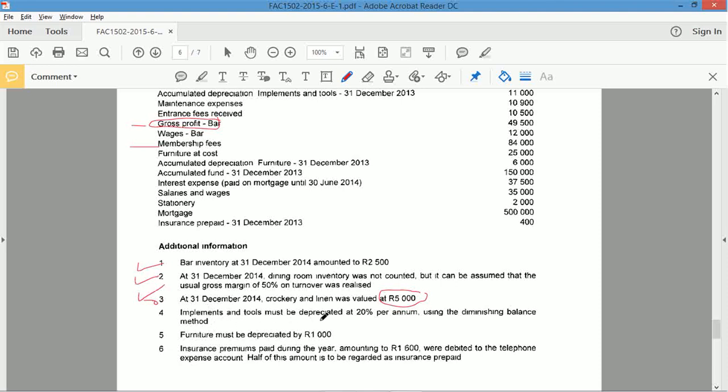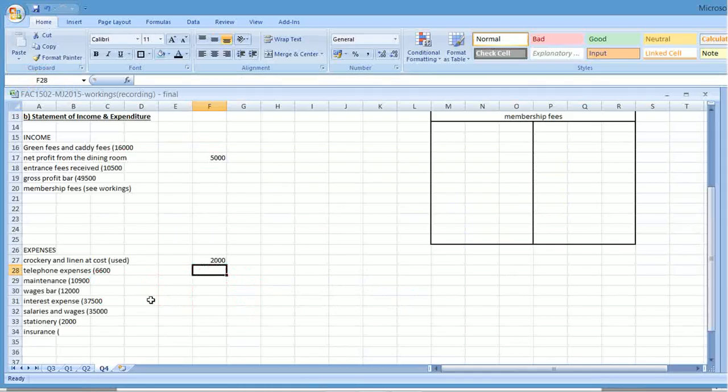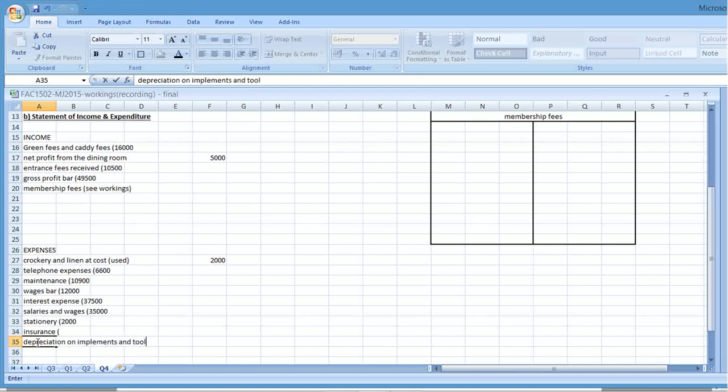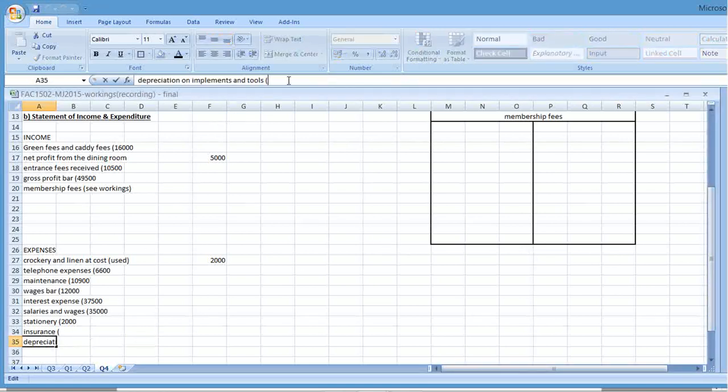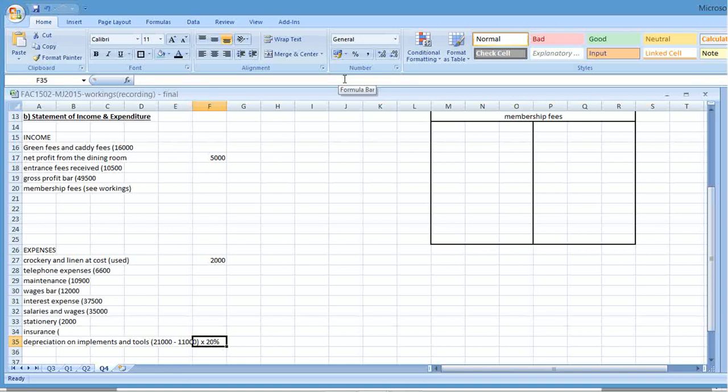Then they say implements and tools must be depreciated 20% per annum using the diminishing balance method. Right, that's implements and tools. So depreciation. Implements and tools, it's on diminishing balance. So I'm going to have to take the cost minus the accumulated depreciation. So if we look at the question, you have 21,000 minus 11,000, close brackets, times 20%. Okay, gives us an answer of 2,000.